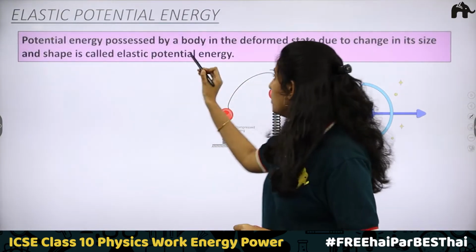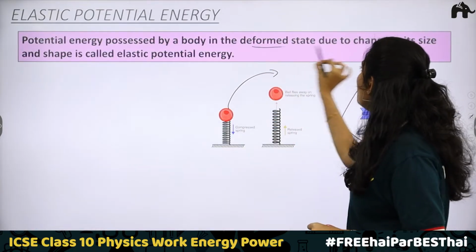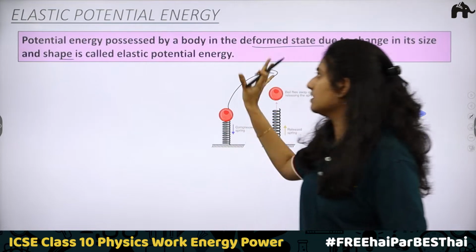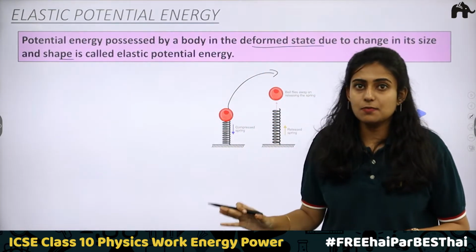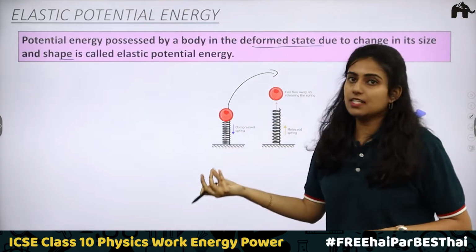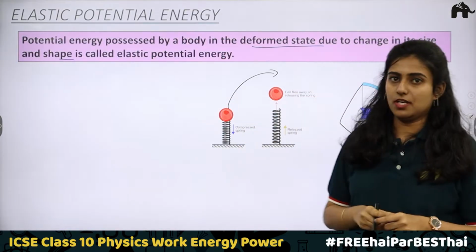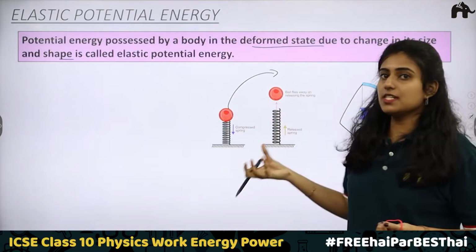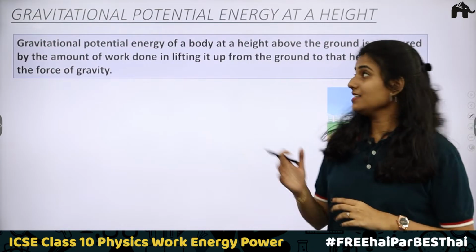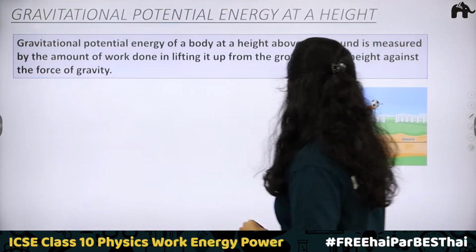Potential energy that is possessed by a body in the deformed state due to change in its size and shape is called elastic potential energy. Gravitational potential energy is related to position. Elastic potential energy is related to the size and shape. So, in the deformed state, it possesses some energy, that is changed state. Clear?